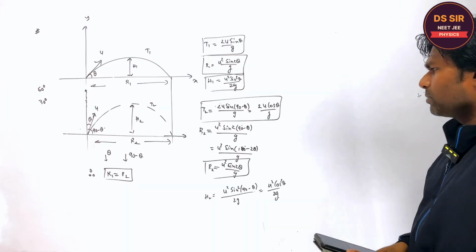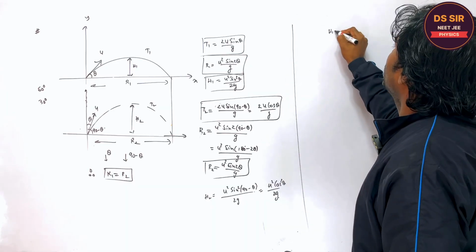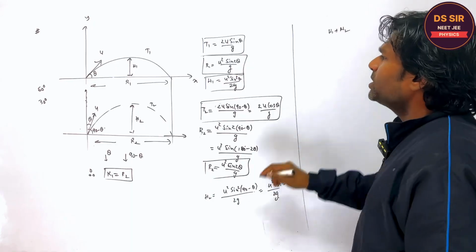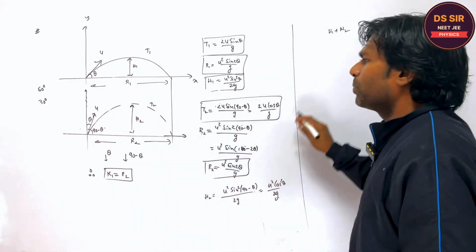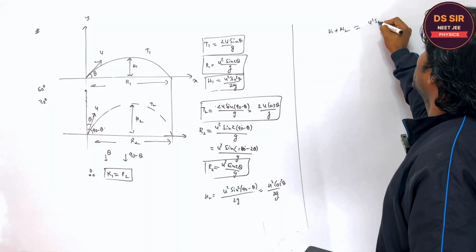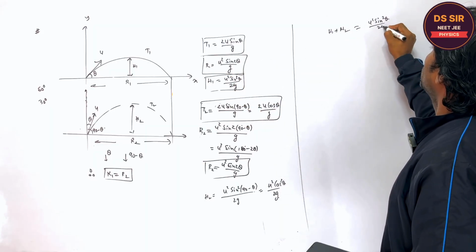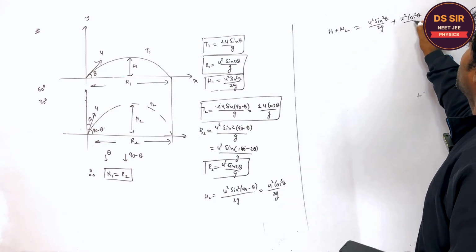So a few more important results are given in your sheet, and this is the h1 plus h2. What is h1? Height obtained at an angle theta. h2 is the height obtained when angle is 90 minus theta. This is the h1, u square sine square theta upon 2g. This is the h2, u square cos square theta upon 2g.